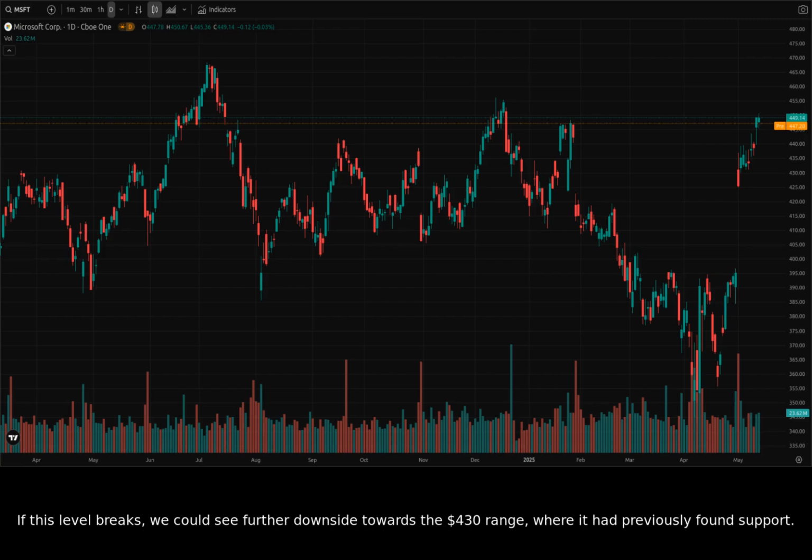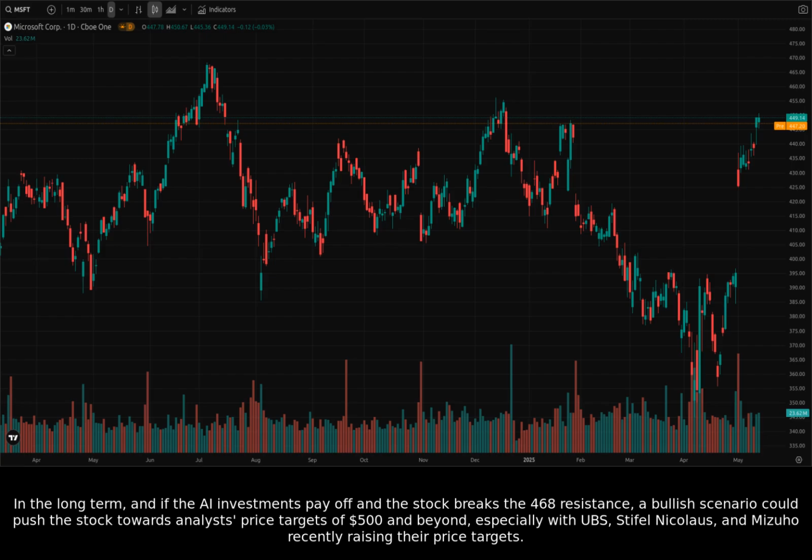If this level breaks, we could see further downside towards the $430 range, where it had previously found support. In the long term, and if the AI investments pay off and the stock breaks the 468 resistance, a bullish scenario could push the stock towards analysts' price targets of $500 and beyond, especially with UBS, Stifel Nicolaus, and Mizuho recently raising their price targets.